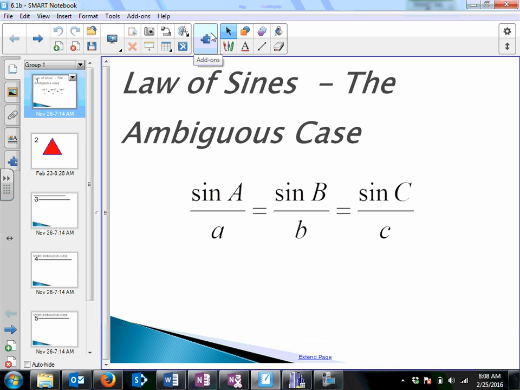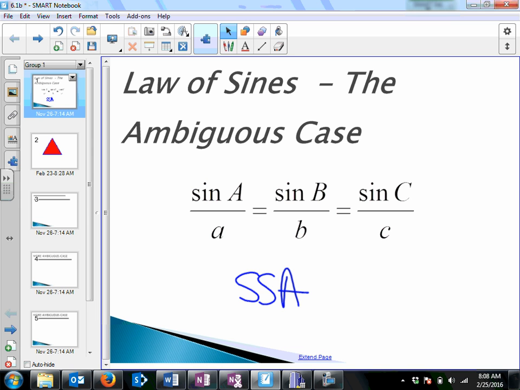Okay, so today we're going to continue with the law of sines. I accidentally gave you the problems that you've already seen an example of, side-side-angle, but we have to be very careful with our side-side-angle, okay? Anytime we have side-side-angle, there are three different things that can happen.